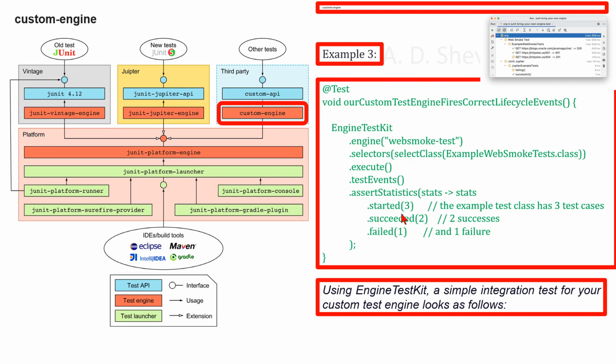Started: specify the number of expected started events. Succeeded: specify the number of expected succeeded events. Failed: specify the number of expected failed events. In the example here, the example test class has 3 test cases, with 2 successes and 1 failure.